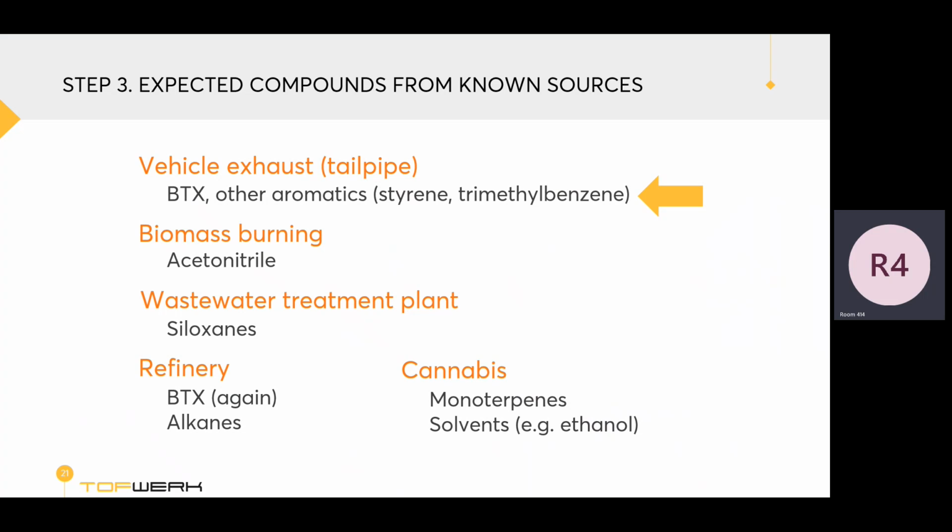Next step is to define more target compounds given what we know about sources. Here are a few categories of sources that we know exist and relevant compounds that come from them. These particular categories and examples are from my own years of experience measuring air quality in Colorado, but you could also derive this kind of list by looking at the literature. And we'll take a closer look at styrene enhancements.